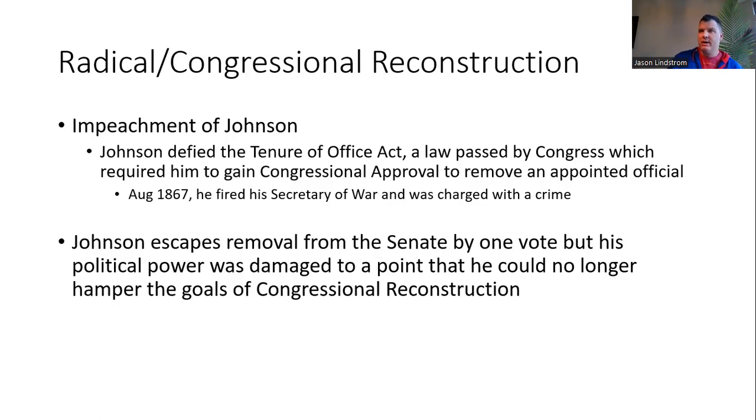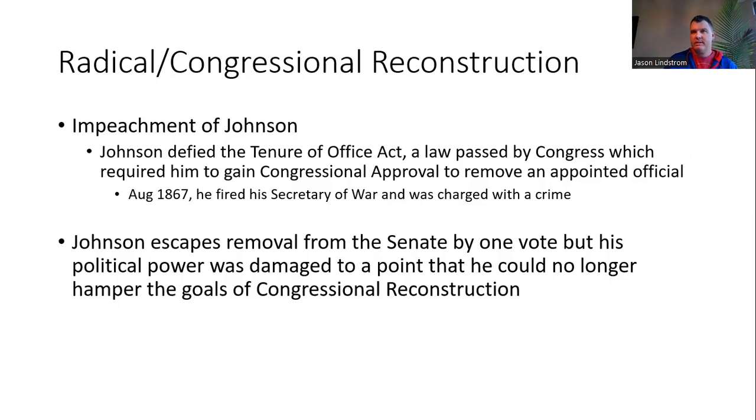And it's voted that Johnson did commit a crime, or there's reasonable suspicion that he committed a crime. And so then, therefore, he's impeached. And that case then goes before the Senate, where they hear all the evidence, and they act as the judge. And so Johnson does that. He goes before the Senate.